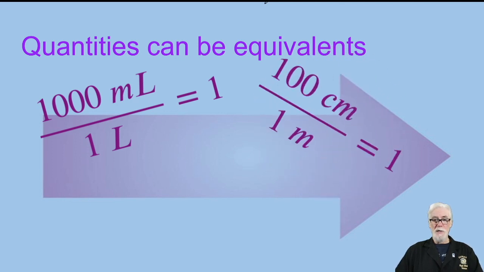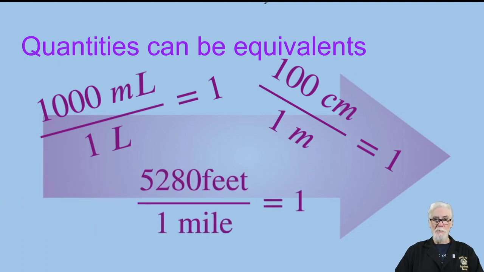Or 100 centimeters is the same length as a meter. So 100 centimeters divided by a meter is 1. And we could take the reciprocals of both of these too. 1 liter over 1,000 milliliters would still be 1, and 1 meter over 100 centimeters would be 1. Here's another example, 5,280 feet. Well, that's the same length as a mile. So 5,280 feet divided by a mile, we can think about that as 1.